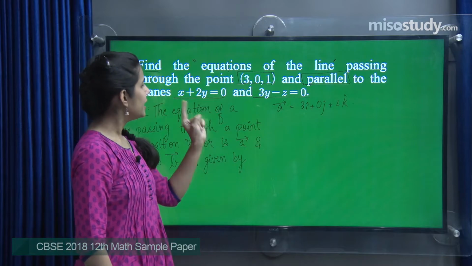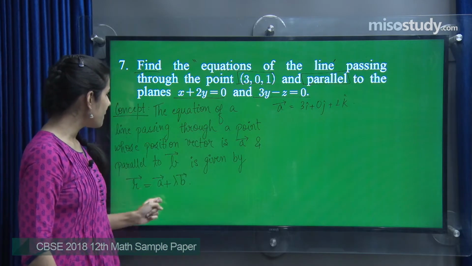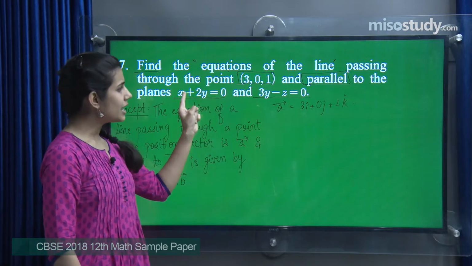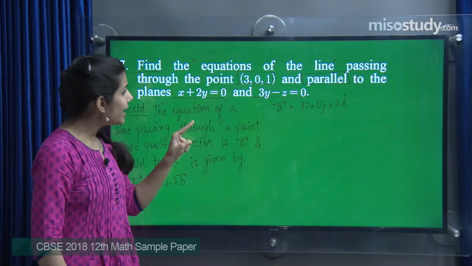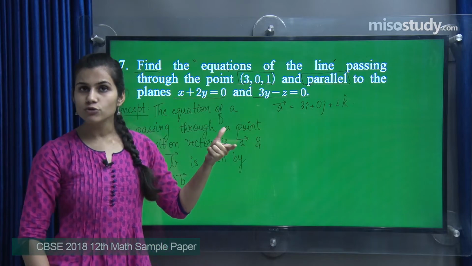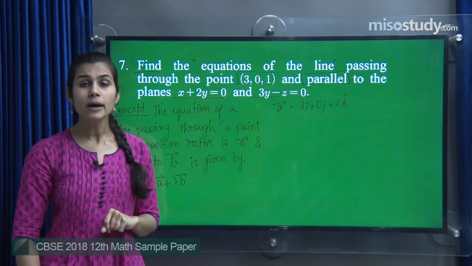Now understand, the line is parallel to two planes. I want the line to be parallel to some other vector, which is B vector. I don't have that directly in the picture. My line is parallel to these two planes. If a line is parallel to two planes, that means it is perpendicular to the normals of those two planes.